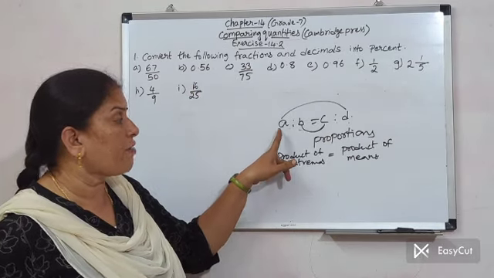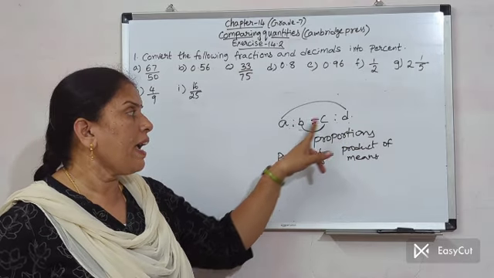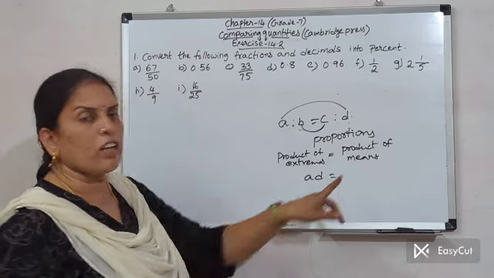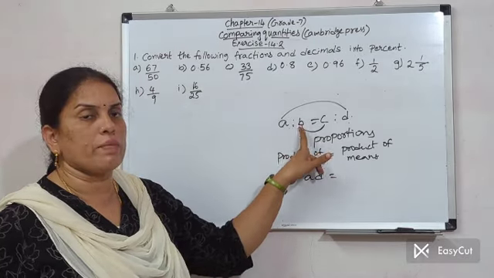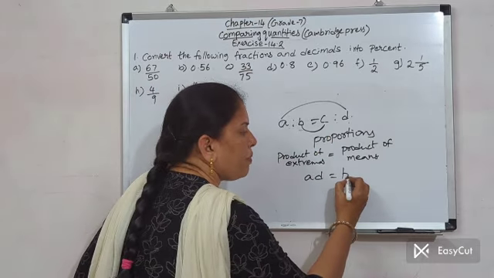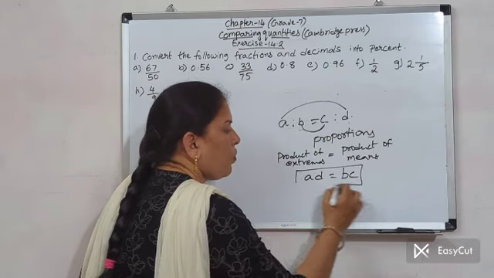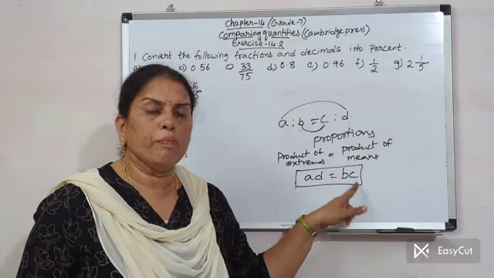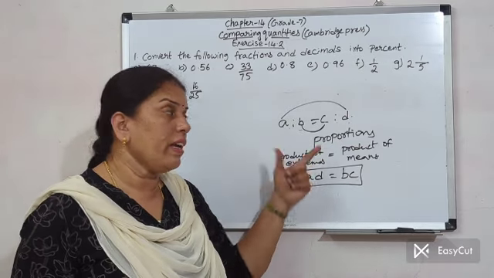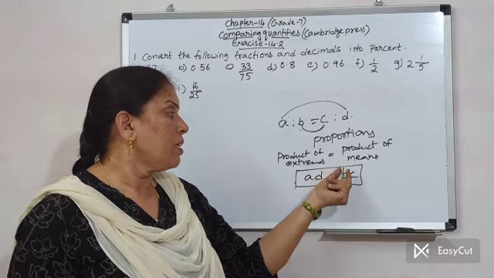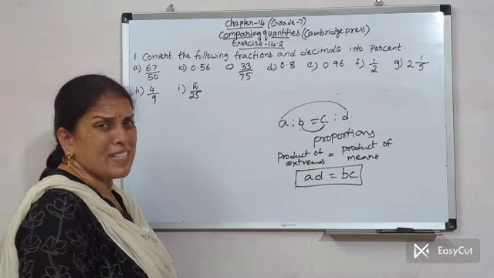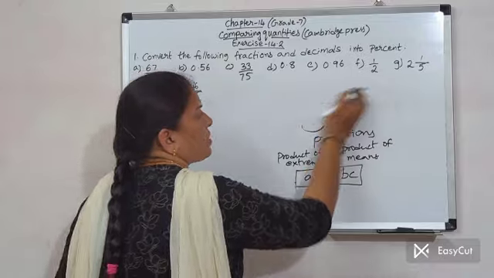What are extremes here? First term and last term. A into D is AD, which is equal to the product of means. Means are the middle 2 terms. B into C is BC. That means when 2 ratios are in proportion, AD is equal to BC. A and D are the extremes, BC are the middle terms. All of you understood? This is one more topic in comparing quantities.